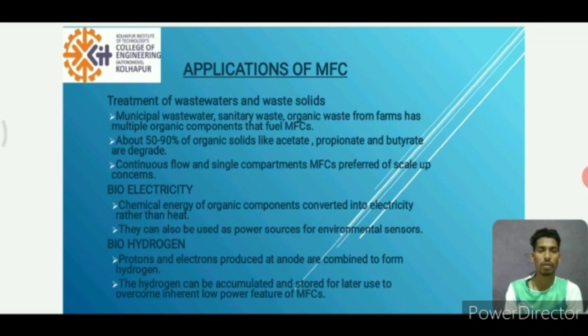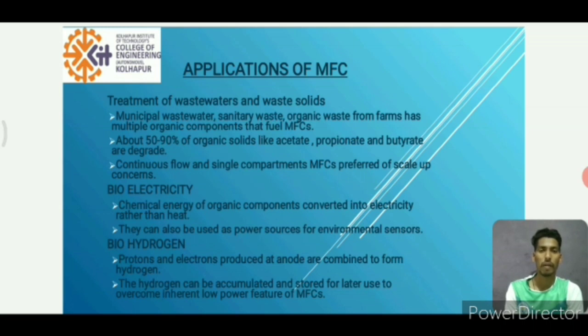Today I am going to explain the applications and advantages of microbial fuel cells. Microbial fuel cells are used in treatment of wastewater and waste solids: municipal wastewater, sanitary waste, and organic waste from farms, which has multiple organic components that fuel the microbial fuel cell. About 50 to 90% of organic solids like acetate, propionate, and butyrate are degraded. Continuous flow and single compartment MFCs are preferred as scale is a concern.